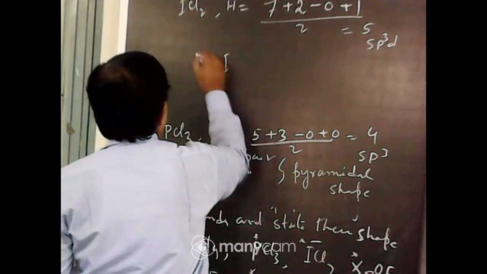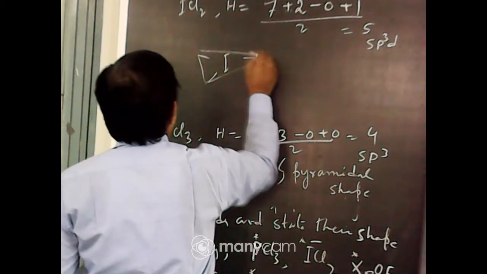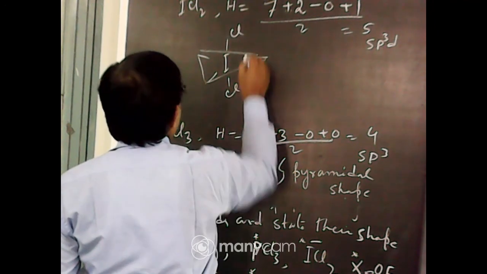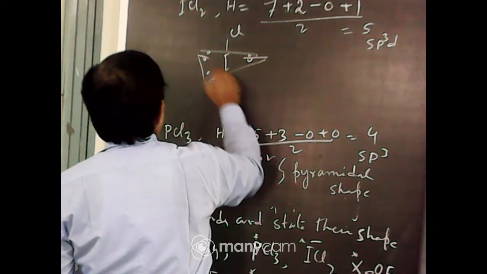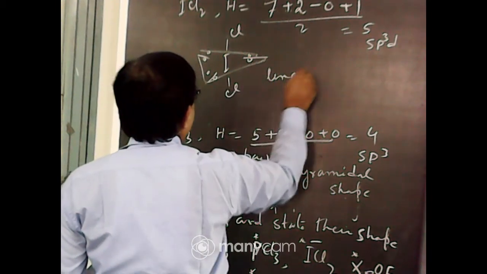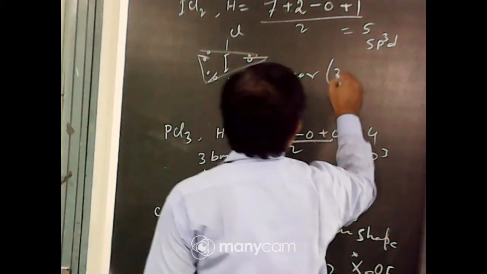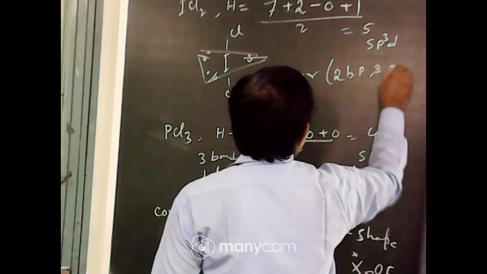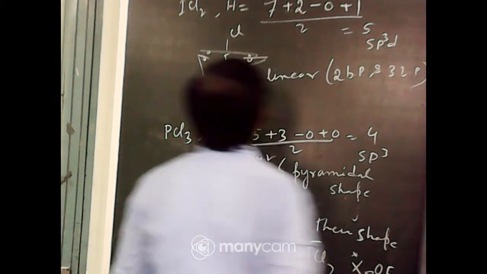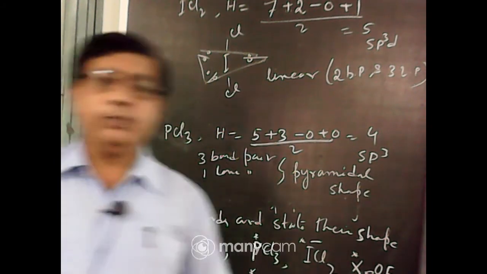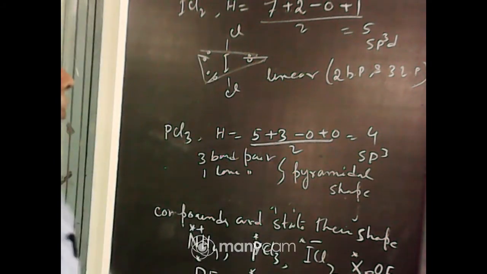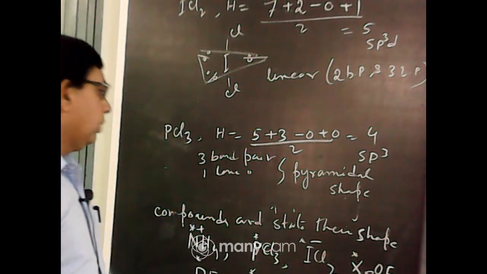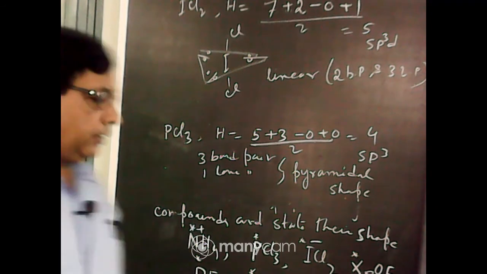But here only 2 bond pairs are present and there are 3 lone pairs. So the shape will be linear. The ideal shape should be trigonal bipyramidal, but due to presence of 3 lone pairs, the shape will be linear. So ICl2- has linear shape.